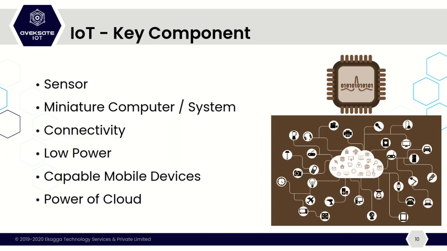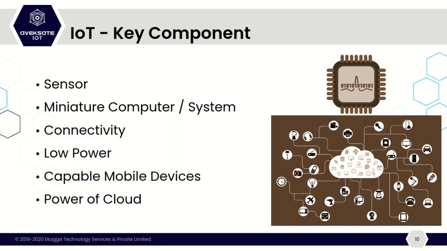Then connectivity is very important in an IoT system, where extra care needs to be taken. Low power is also one of the key constraints, you can say, in IoT. Capable mobile devices are also one of the factors, where you need not go to any machine to look at the current state of a device or to issue a command. You should be able to do it with the help of your capable devices.